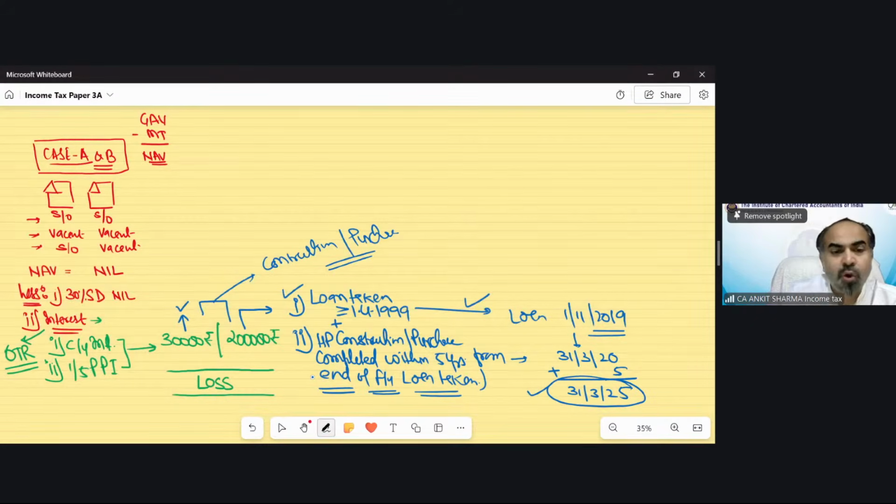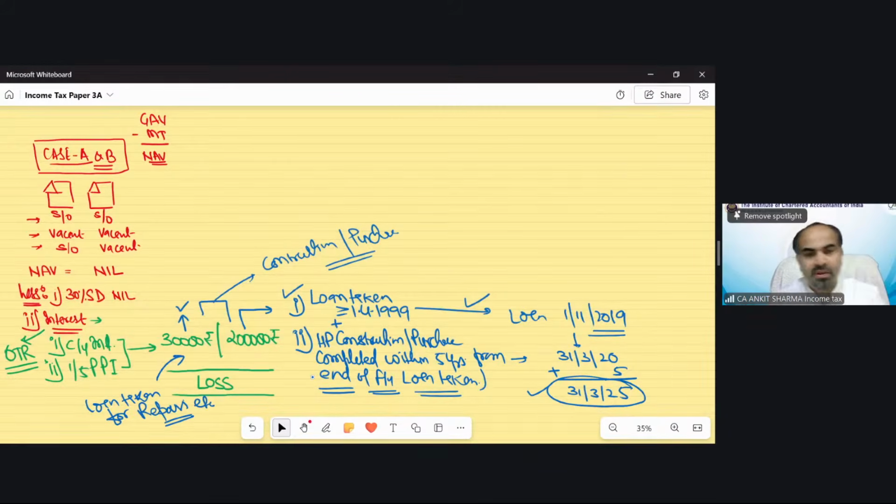But suppose the loan is taken not for construction but for repairs, renewal, etc. For repair, etc., the limit would always be 30,000. The 2 lakh advantage is not there if the loan has been taken for repairs, renovation, etc. For purchase or construction, it would be 30,000 or 2 lakh depending upon the situation. But for repair, etc., it would always be 30,000.